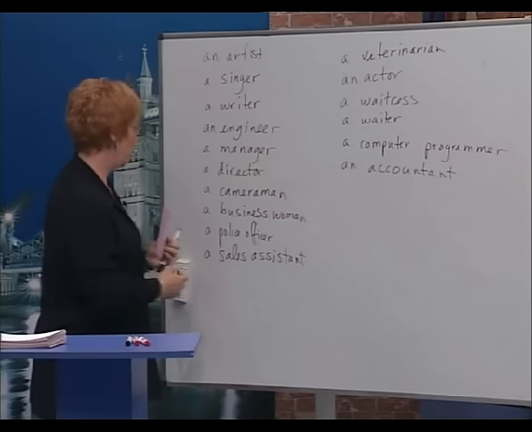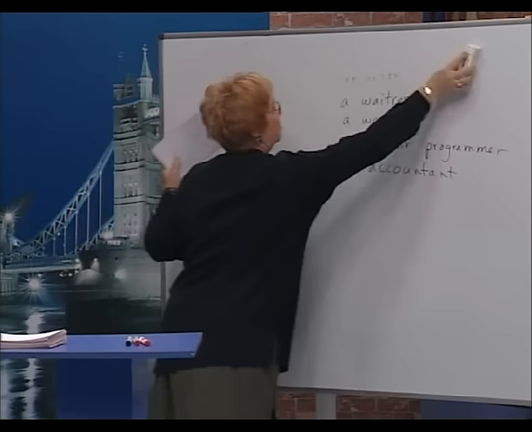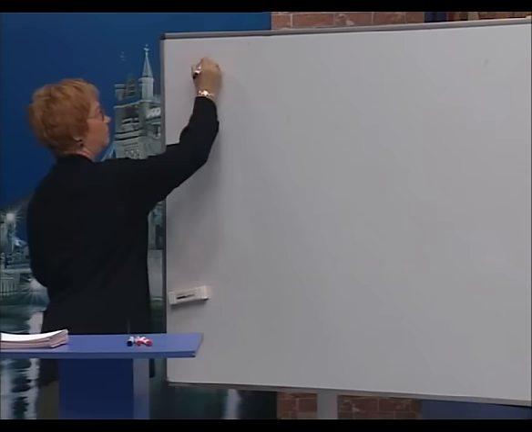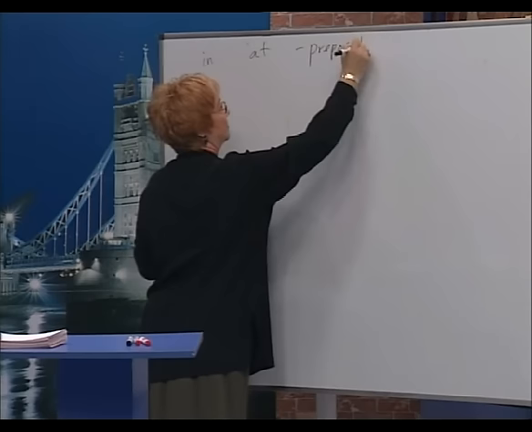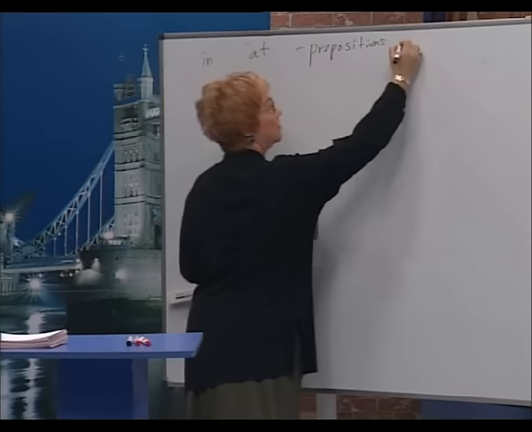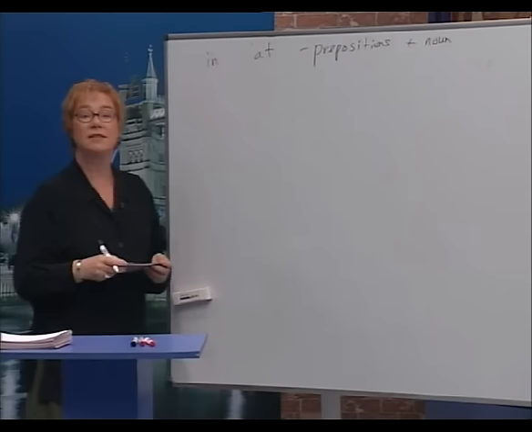Now, we're going to talk about workplaces. First of all, these small words usually talk about where the place is. These are called prepositions. And in English, the preposition comes before the noun. Okay, now, here's some sentences.